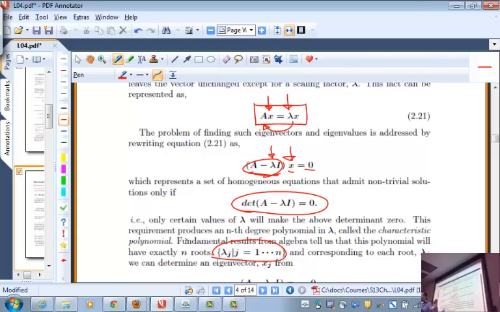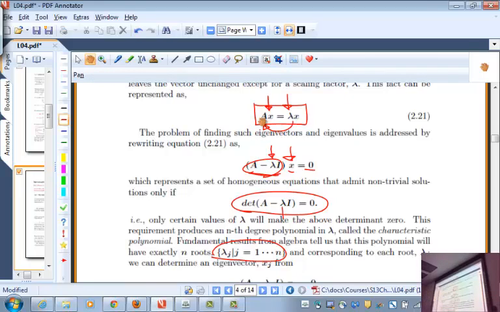MATLAB has nice tools: if you pass a matrix A to a function called poly, it will do the expansion and give you the characteristic polynomial. You will end up with a polynomial of degree n in lambda, and you can solve for all the roots of that. Those will be your eigenvalues. And once you get the eigenvalues, you put them back in here and solve for the eigenvector.